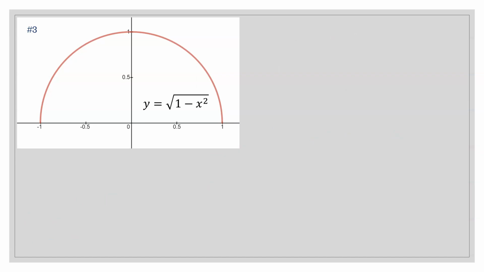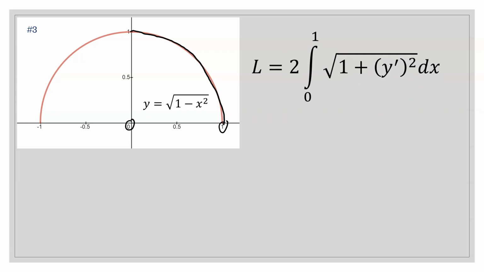Okay, if you take a look at this right here, it's half of a circle. So if we were to go from 0 to 1, that gives us this piece here, and the other piece would be the same length. So we can say there's 2 of those from 0 to 1. So then the length would be the integral from 0 to 1 of the square root of 1 plus the derivative squared dx, and then multiply that by 2.